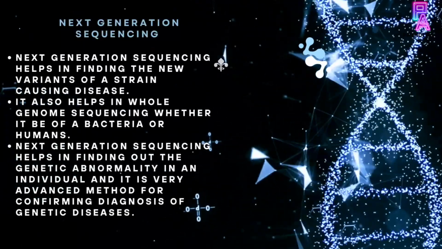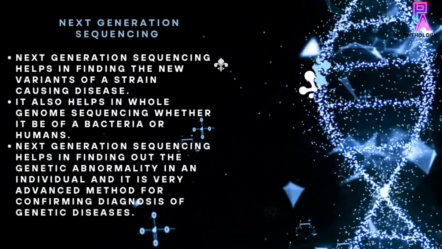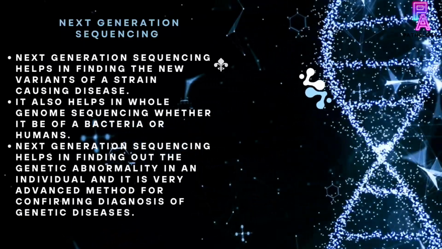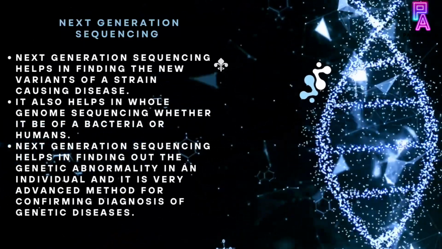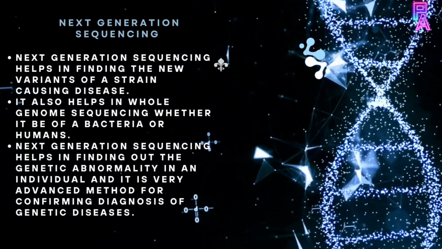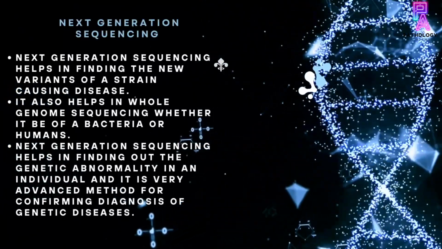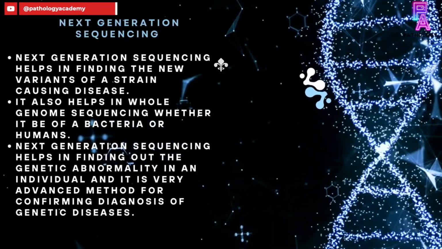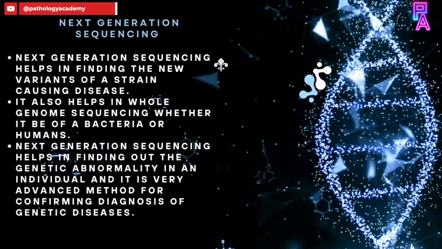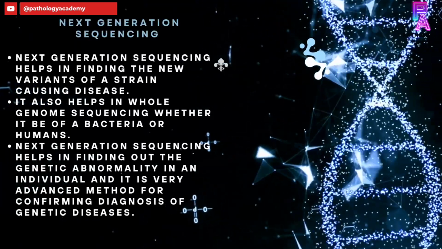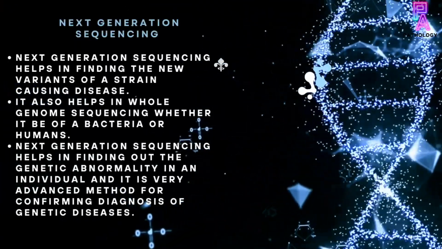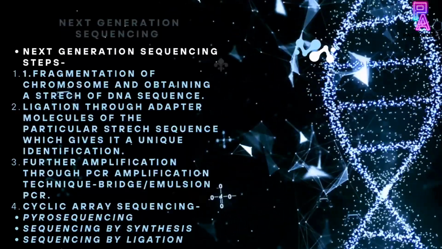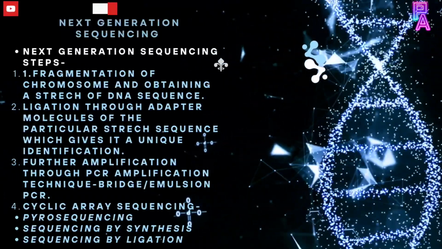Applications of next generation sequencing. The next generation sequencing has a lot of applications. The main ones I will enumerate here. It helps in finding the new variants of a strain causing disease. It also helps in whole genome sequencing, whether it be of a bacteria or humans. It helps in finding out the genetic abnormality in an individual, and it is a very advanced method for confirming the diagnosis of genetic disease.